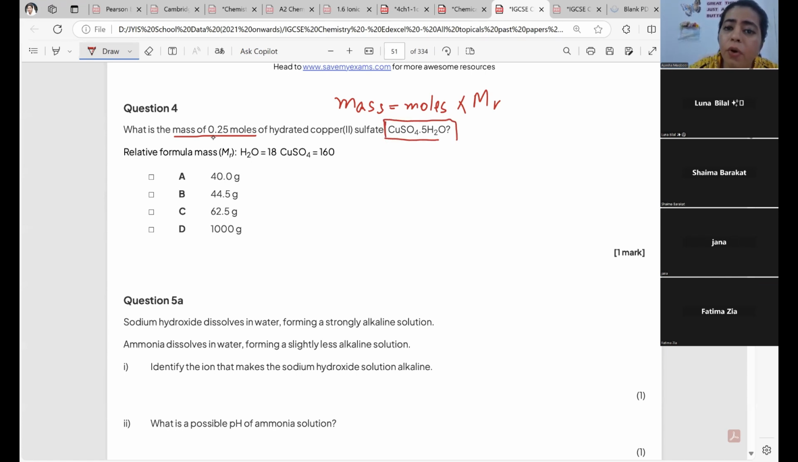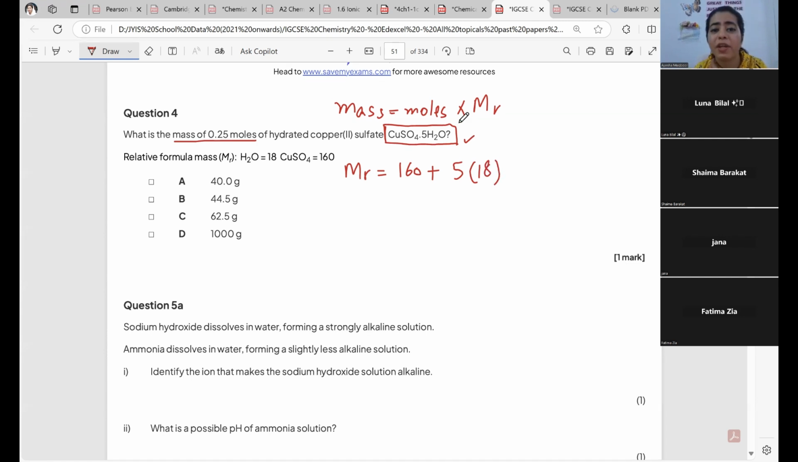You need the MR of this whole copper sulfate, because 0.25 are the moles of hydrated copper 2 sulfate, meaning the whole copper 2 sulfate with 5 water molecules. So what is going to be the MR? It will be 160 plus 5 multiplied by 18. I didn't see the 5. Right, I have to check every question carefully, because 5 water molecules are there in the formula. That is going to give you the total MR.